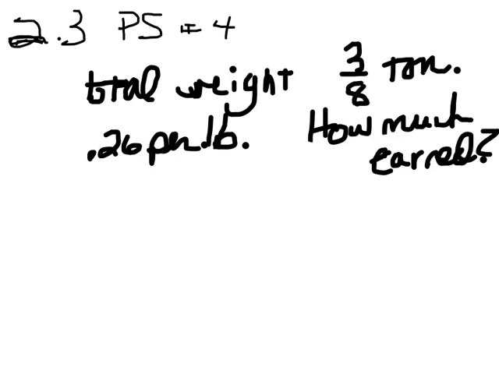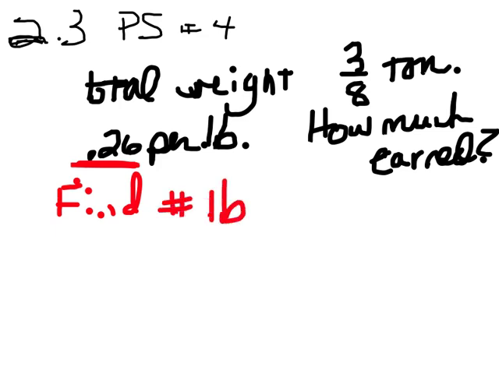Okay, now here's the thing. If we knew how many pounds they collected, we know that how we'd get our answer is to multiply that number of pounds by 26 cents for each pound, but we don't know how many pounds, right? So let's think about it. What we've got to do here is find the number of pounds, and then we're going to multiply that by 26.